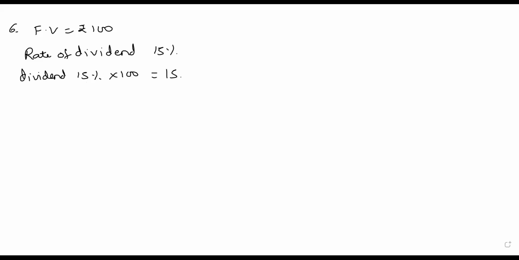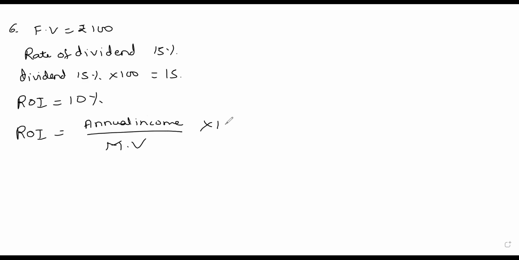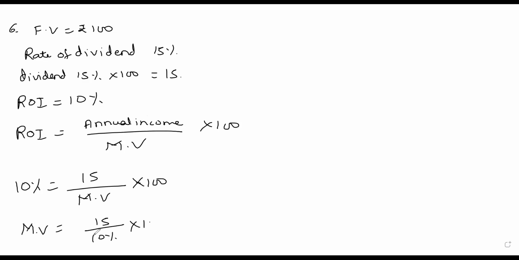She buys the shares at a price from the market that gives her 10% return. So we don't know what the market price is. That's what we want to find out. The rate of return, ROI, is 10%. And rate of return is annual income upon market value into 100. So 10 is equal to 15 upon market value into 100. That's 10%. So market value is 15 upon 10% into 100.